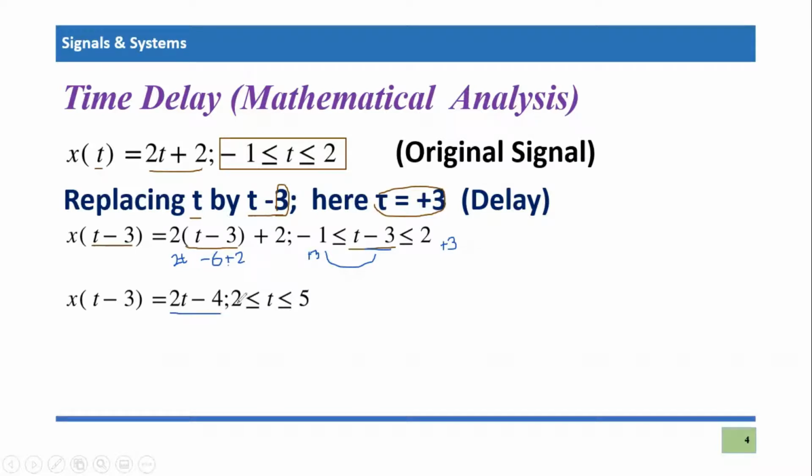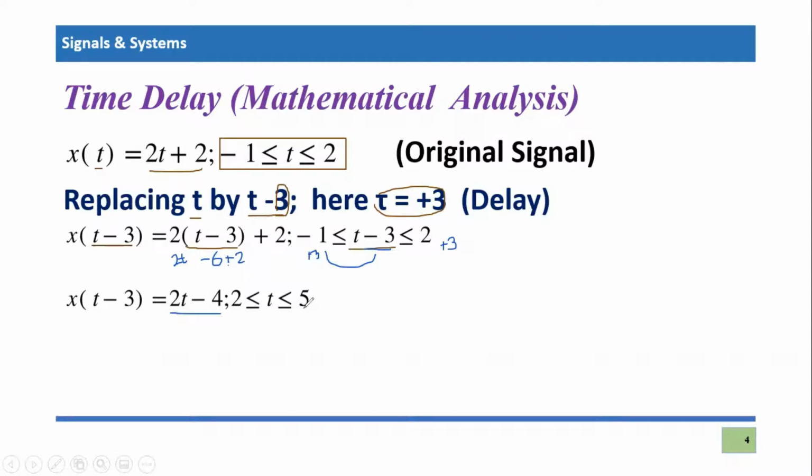So this is the definition. And minus 1 and plus 3. Remember that minus 3 came here, it became plus 3. So minus 1 plus 3 would become 2. And simply it will remain 2t. And if you notice, 2 plus 3 would become 5.